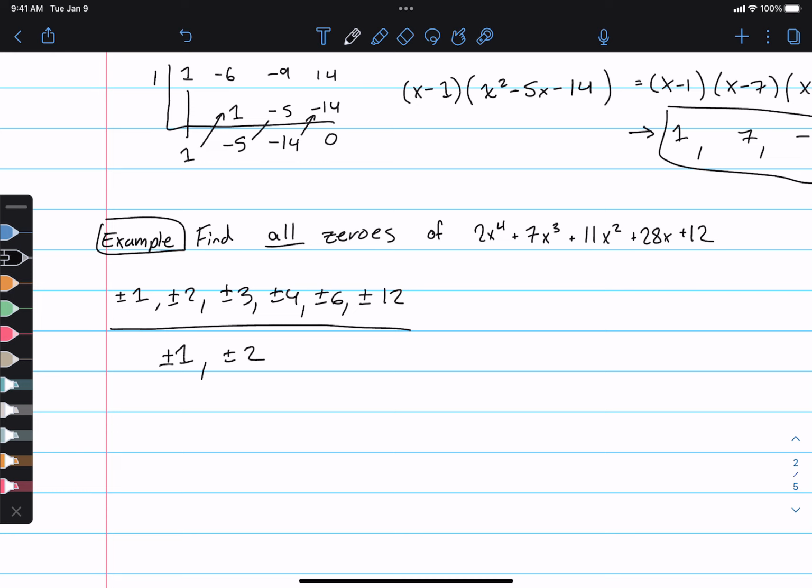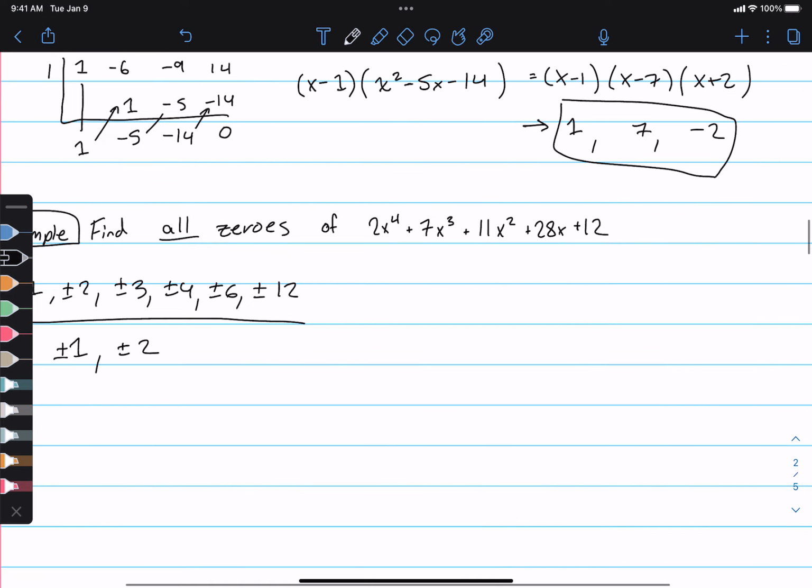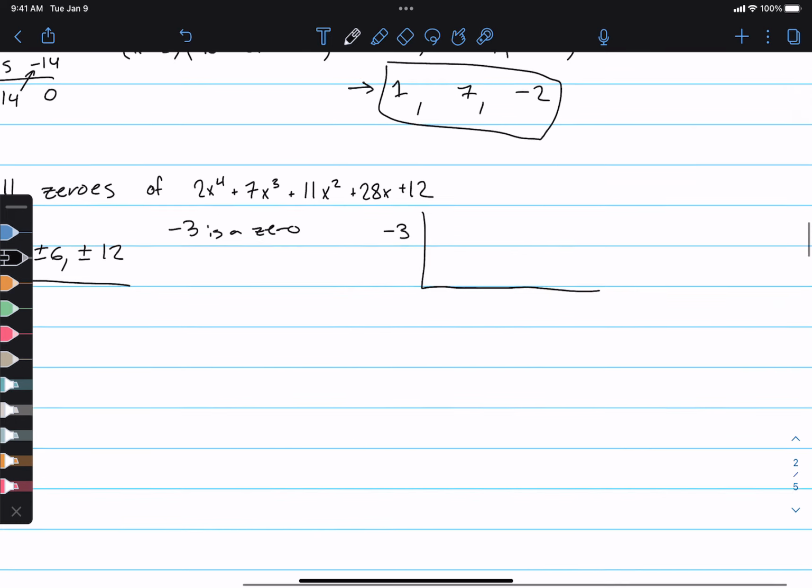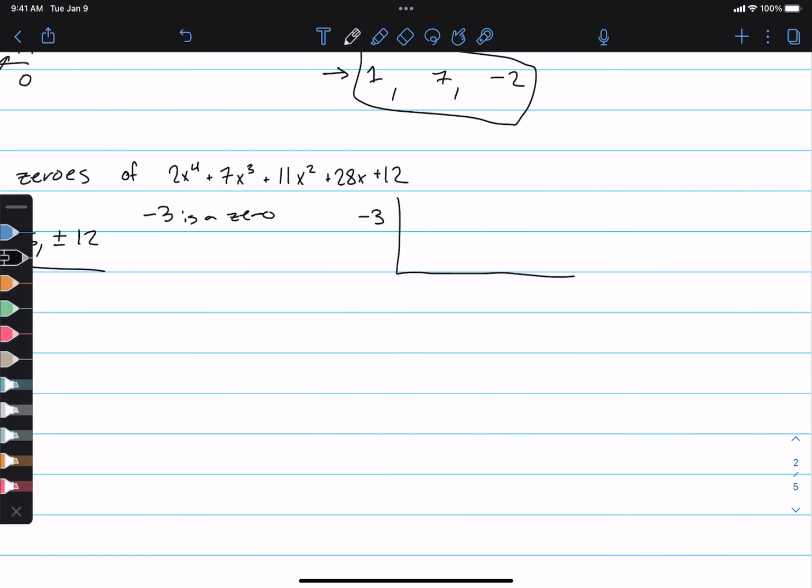So I'm going to put 2x to the 4th plus 7x cubed plus 11x squared plus 28x plus 12 into my y equals. And then I'm going to check my table, and I'm going to find that -3 is a 0. So -3 is a 0, and we just checked that. So I'm going to factor that out using synthetic division, and that's going to be our next step always. So once you find a 0, you're always going to want to factor it out with synthetic division, because that's going to simplify your polynomial quite a bit.